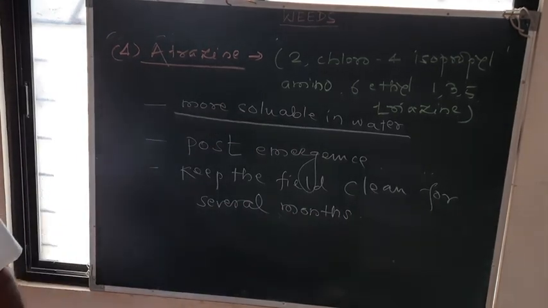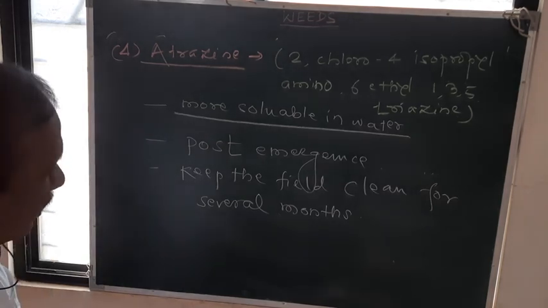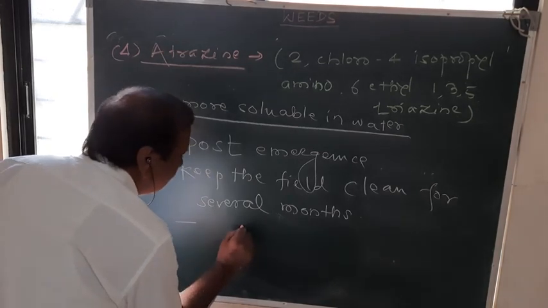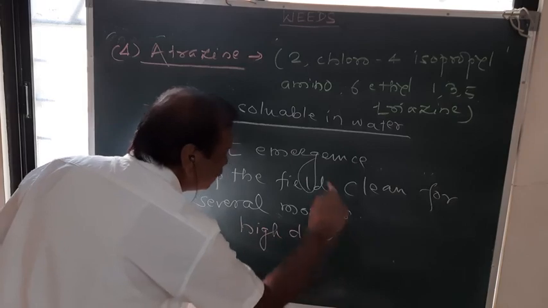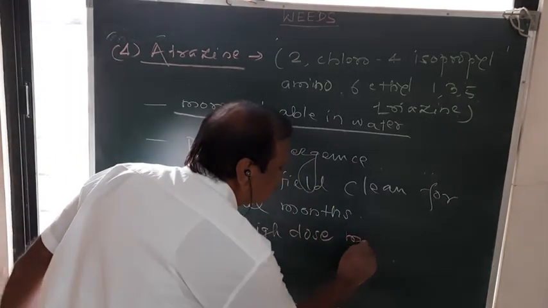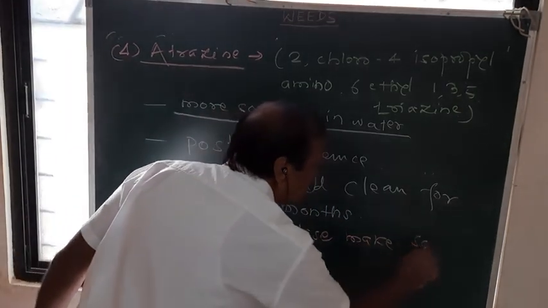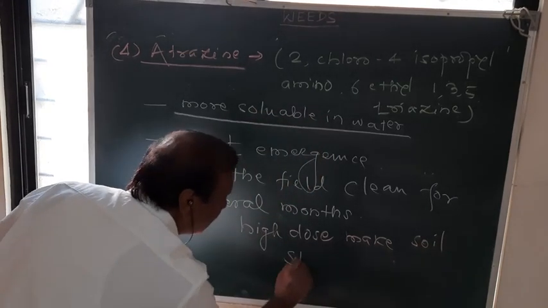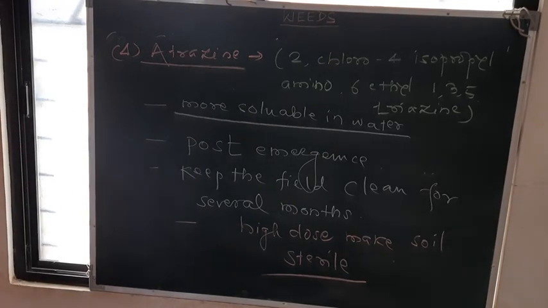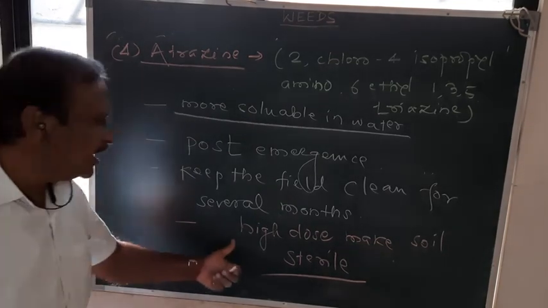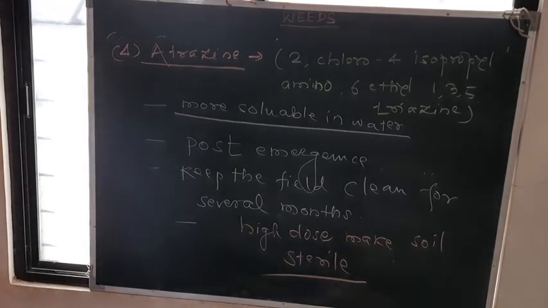And a high dose of atrazine may sterilize the soil. This is also important. A high dose makes the soil sterile, non-functional, meaning the fertility is decreased due to the high dose of atrazine.